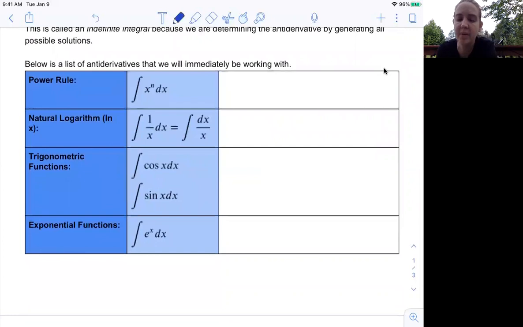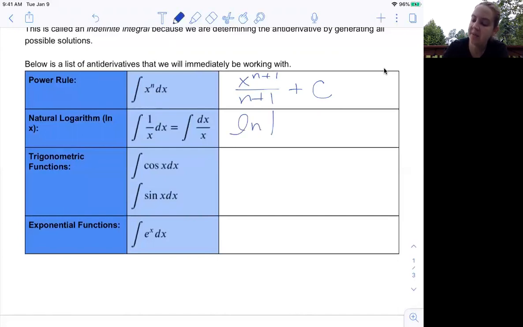So the first one, the power rule, x to the n. This is the rule that would have worked for the first 6 on that work backwards worksheet. So the solution is x to the n plus 1 over n plus 1 plus c. That is the formula for the antiderivative anytime you're dealing with exponents. The next one's kind of special, the integral of 1 over x dx or dx over x. This is the natural log of the absolute value of x plus c.